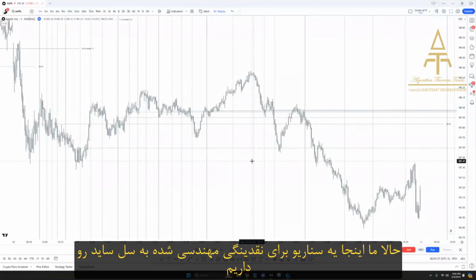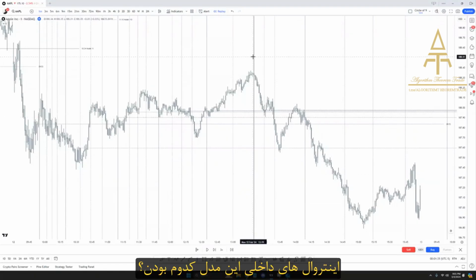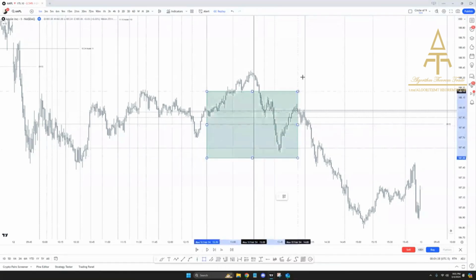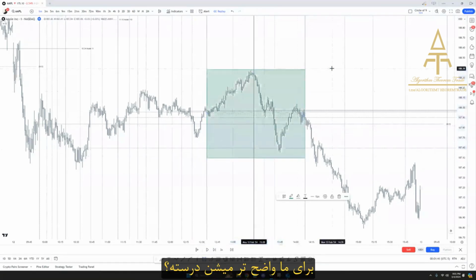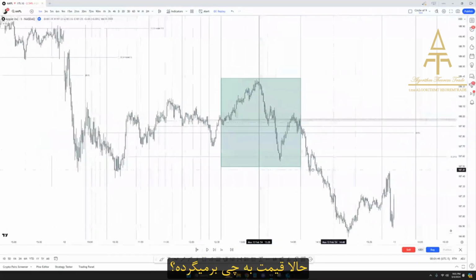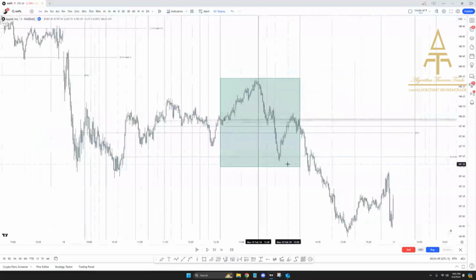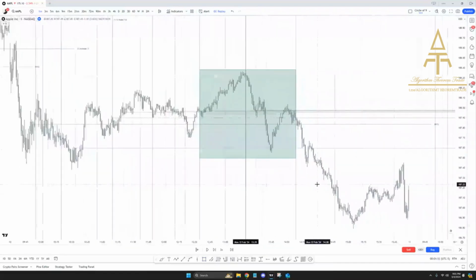Now here we see a scenario of entering liquidity towards sell side, and then we see distribution exactly at 1320, one of the intervals of this model, model 1001. Or to highlight it, it'd become a bit more clear, right? Now, what does price go back to? The 1034 candle, which is located down here. That could be a potential target.